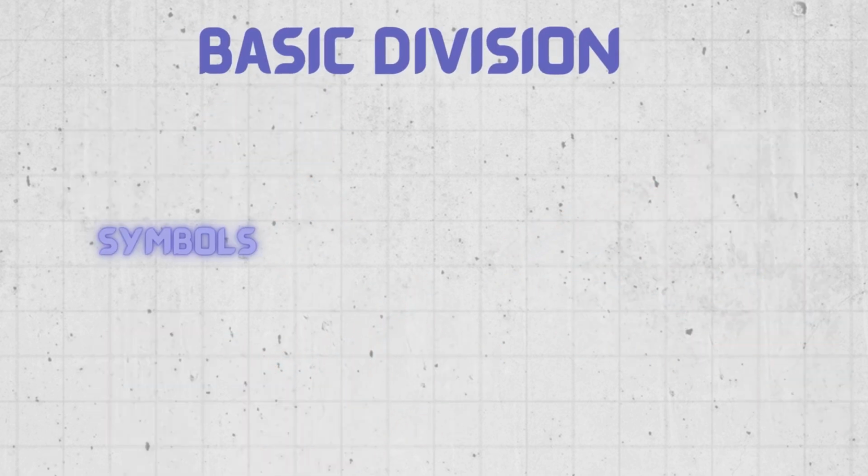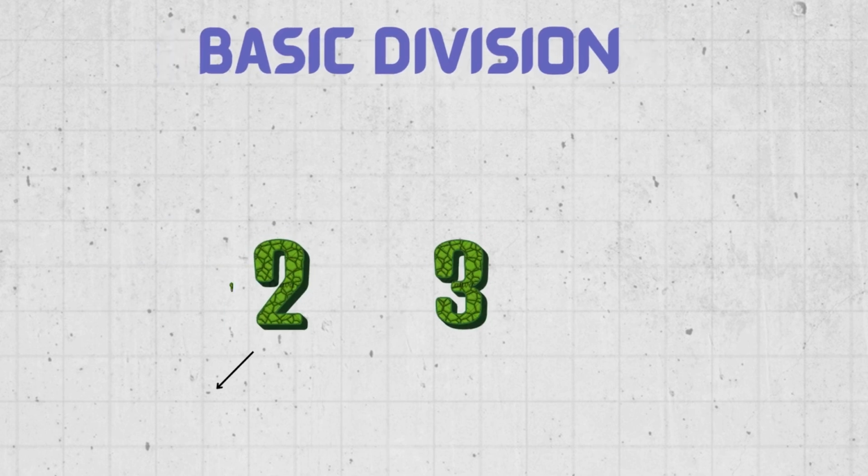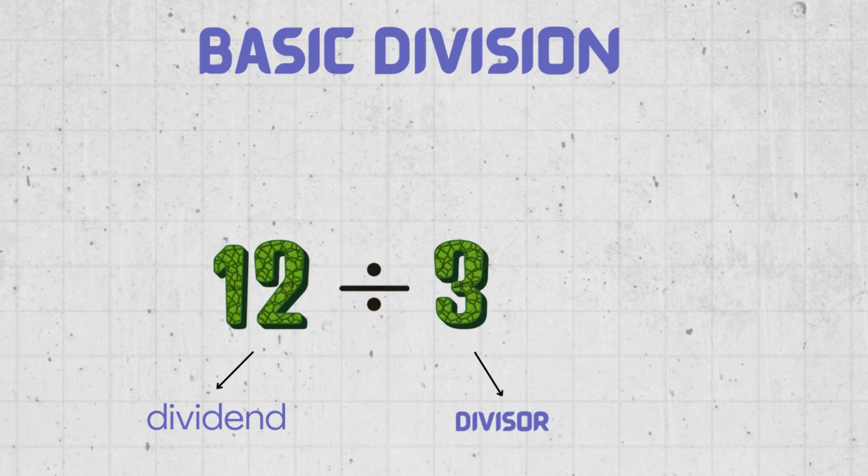Let's talk about the symbols we use in division. The division sign looks like this. It's like a long line with dots on top and bottom. The number on the left, 12, is called the dividend. The number on the right, 3, is called the divisor. The answer we get after dividing is called the quotient.